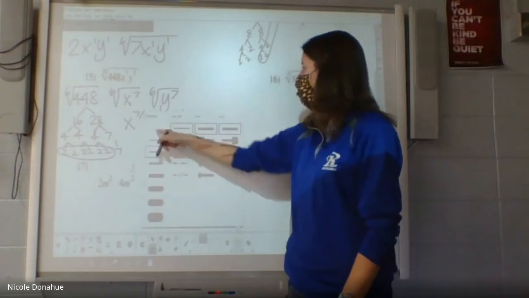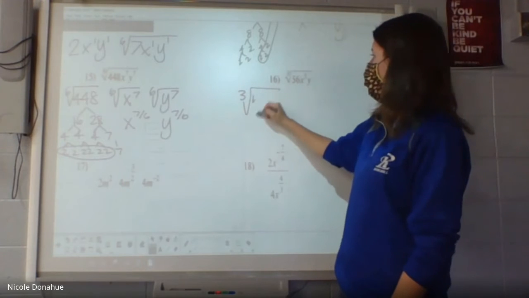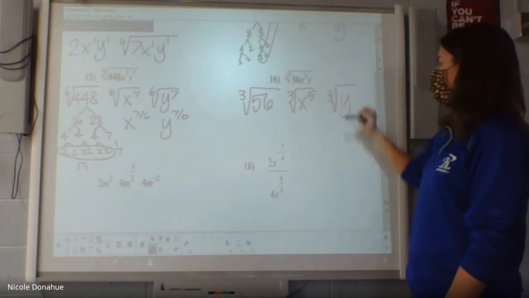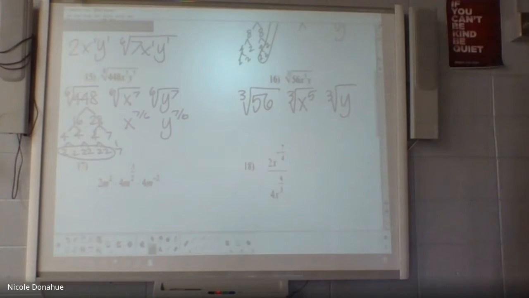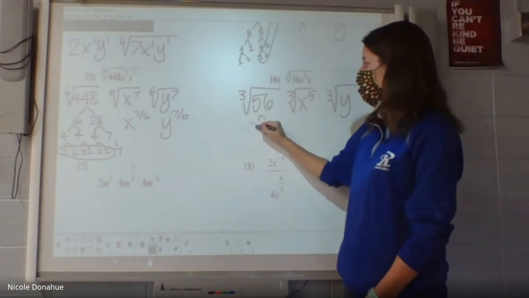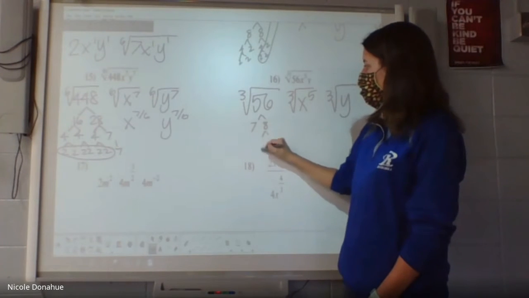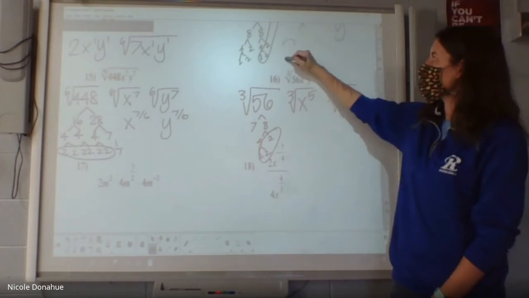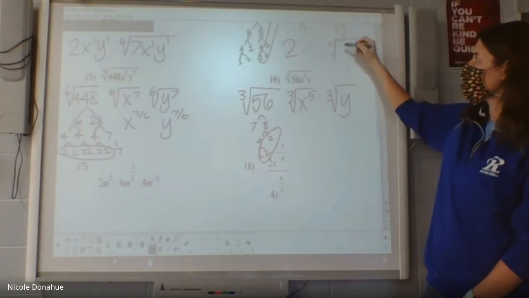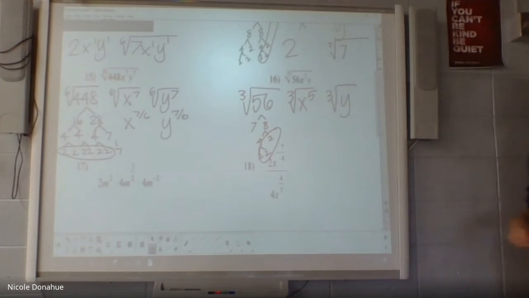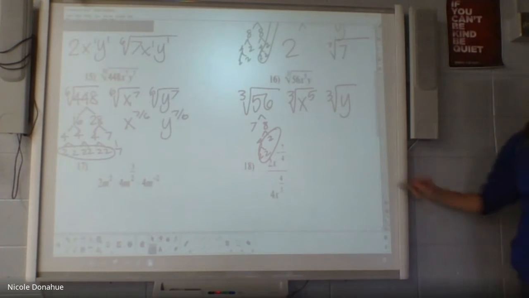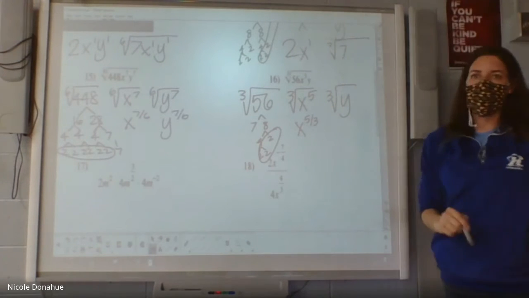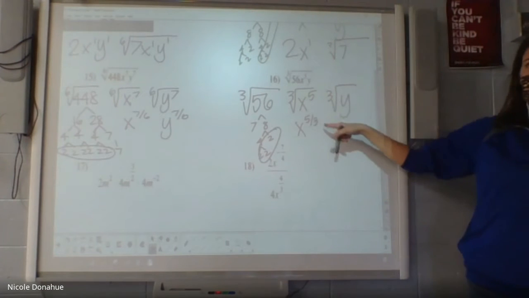And then finally here, the cube root of 56, cube root of x to the 5th, cube root of y. So 56, I need groups of 3. 8 and 7. So I have 3 2s. Take that out. And there's a 7 left inside. Now this one is x to the 5 over 3. 3 goes into 5 one time with a remainder of, how much short is it? 2.